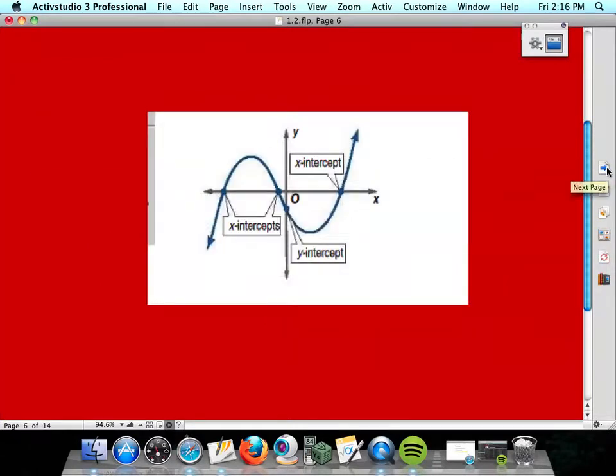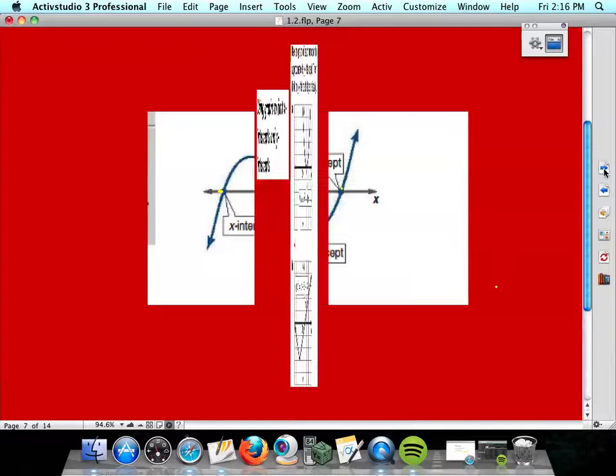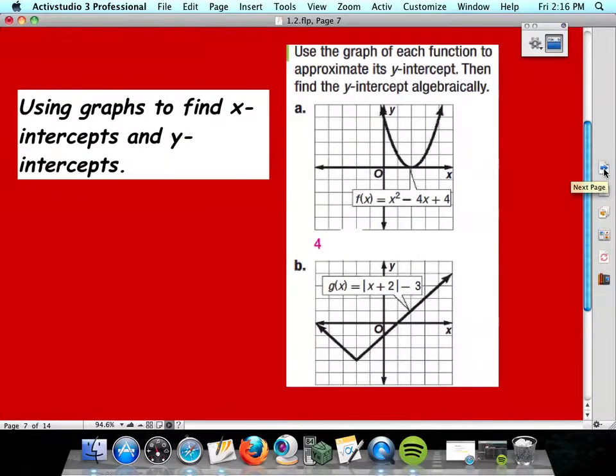You can find x-intercepts and y-intercepts. Obviously, you know what those are. X-intercepts are where it crosses the x-axis, the y-intercept is where it crosses the y-axis. And one thing you need to remember, the x-intercepts always have a y-coordinate of 0, and the y-intercept always has an x-coordinate of 0. So let's try a couple here. This says use the graphs to find the x and y-intercept.